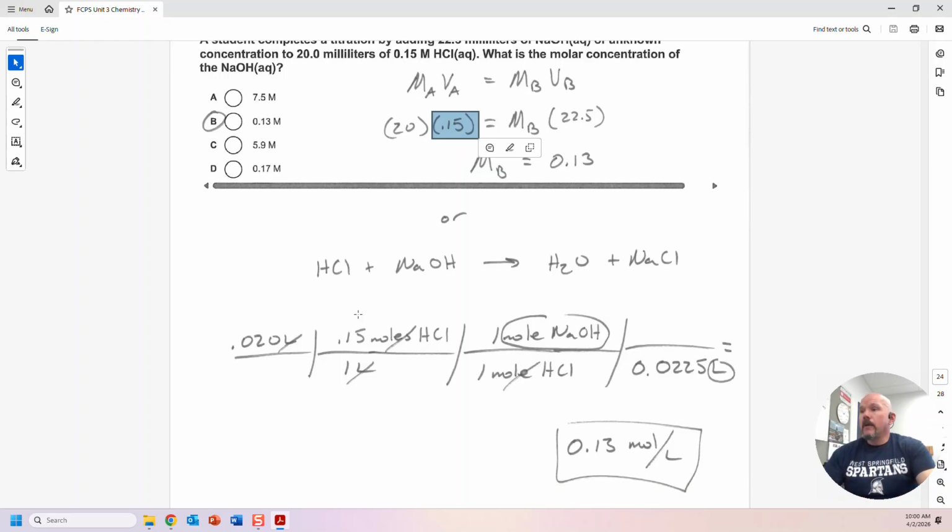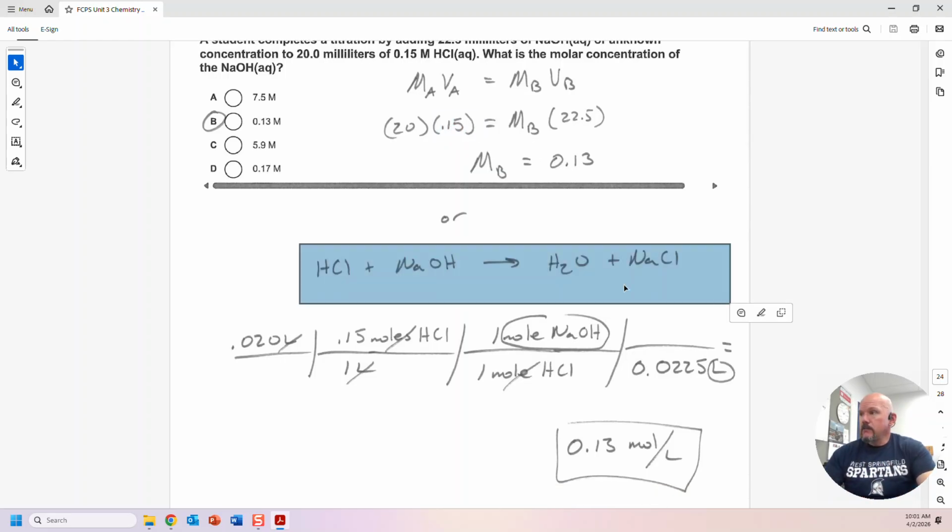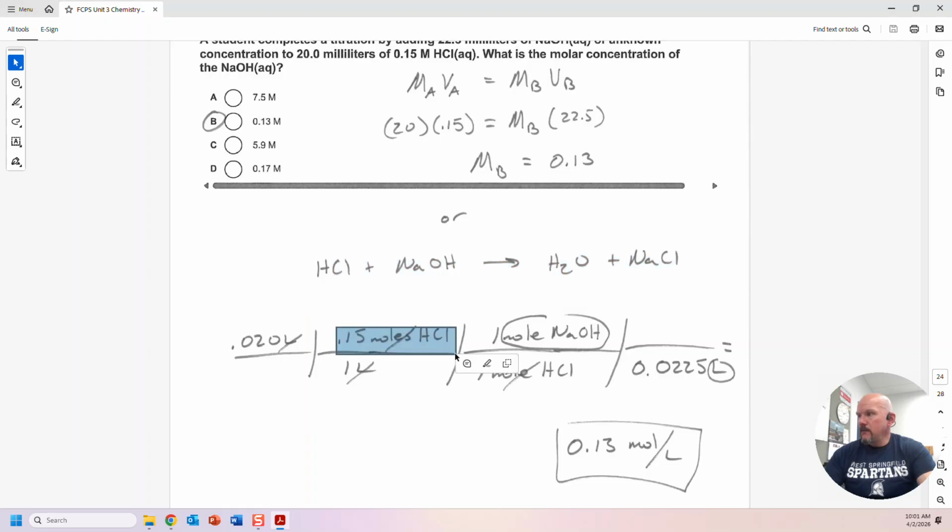Now, you can treat this like a stoichiometry problem as well. And for that, you would have to know the balanced chemical equation, right? And know that they react in a 1-to-1 ratio. 1 mole of NaOH reacts for every 1 mole of HCl. So we would take what we're given and convert it to moles. So liters times the molarity of HCl would give us moles of HCl, times our mole ratio, the coefficients in our balanced equation. That'll cancel out moles of HCl and give us moles of NaOH.